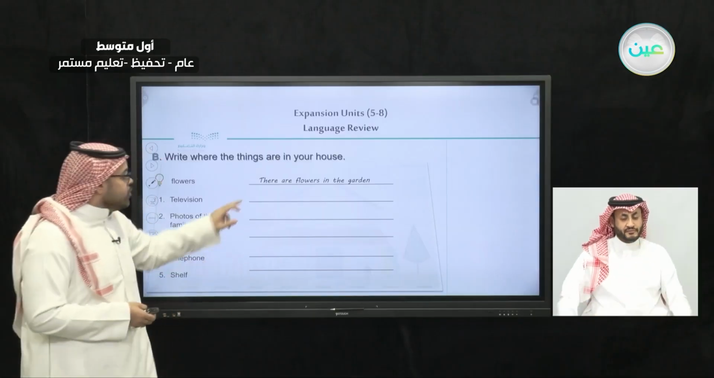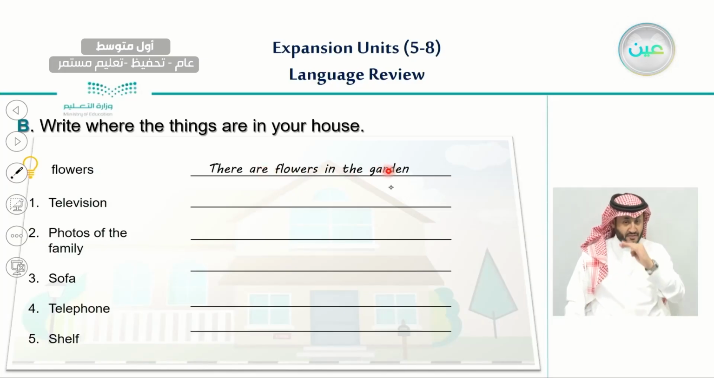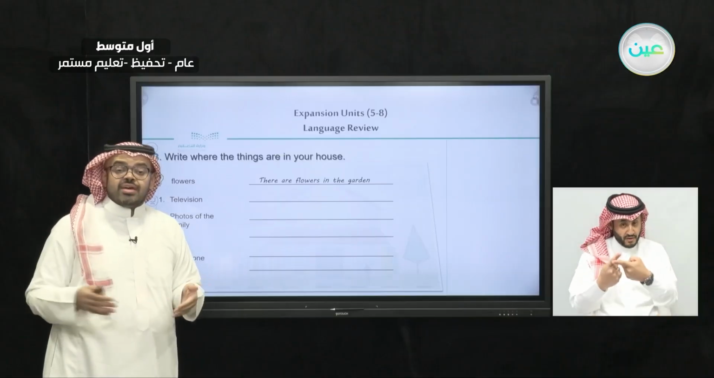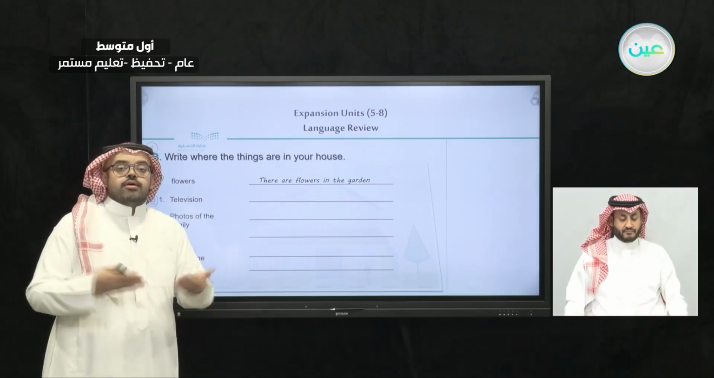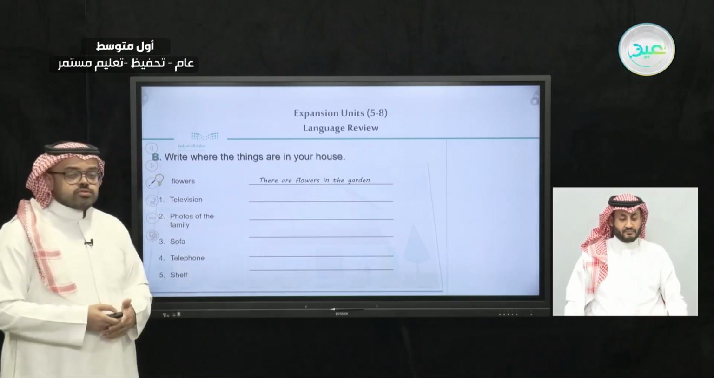So, for example, there are flowers in the garden. You see how easy that is? If we are going to talk about one thing, you start your answer by "there is." And if we want to talk about more than one thing, you start your answer by "there are." Let's try the first one.